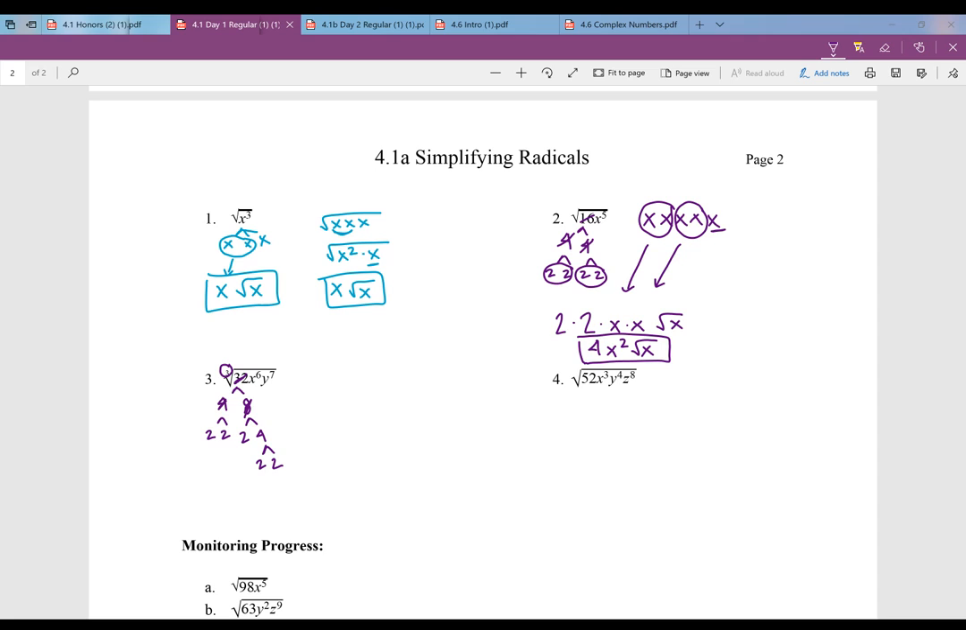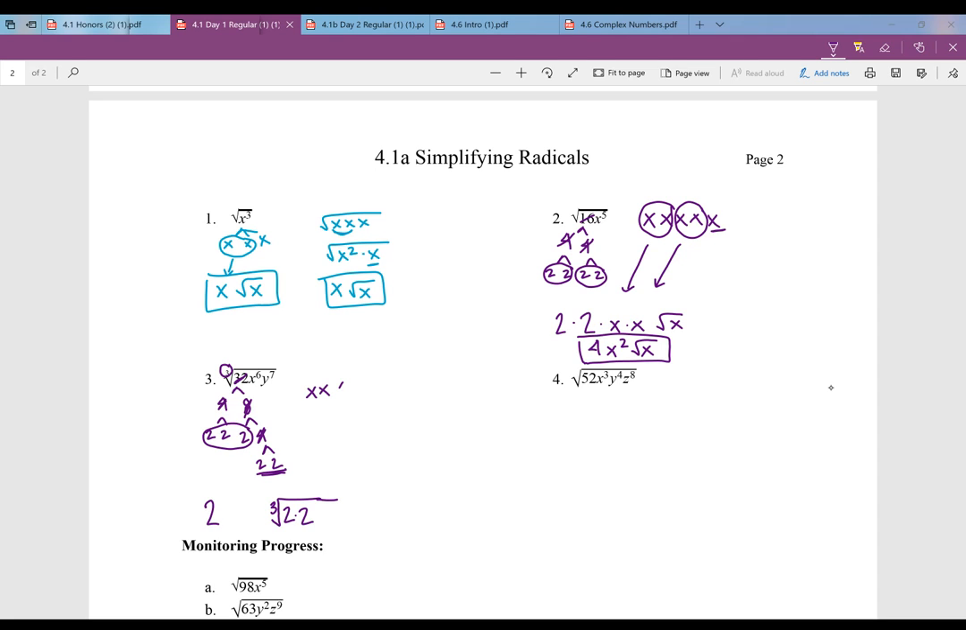So we're looking for a group of 3. So we have three 2's here, and then we have two 2's left over. So that means we can pull out one group of 2's to be a 2. And then we have the cube root of 2 times 2, right? Two 2's are left under the root. Okay, now let's do the x's.